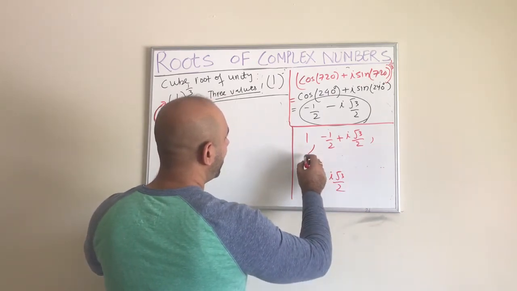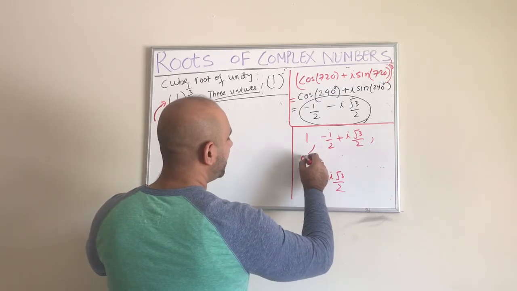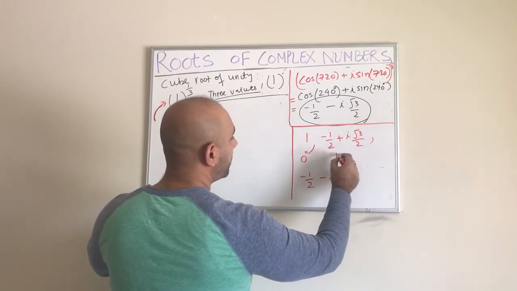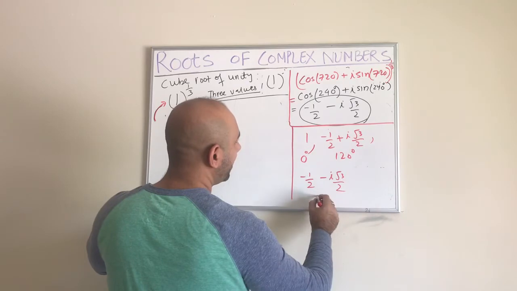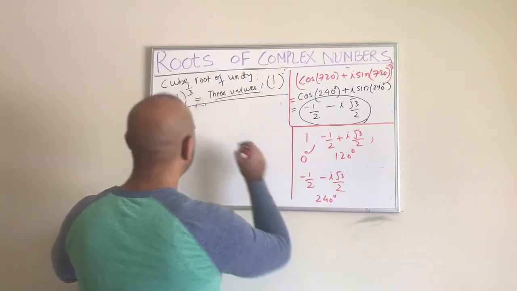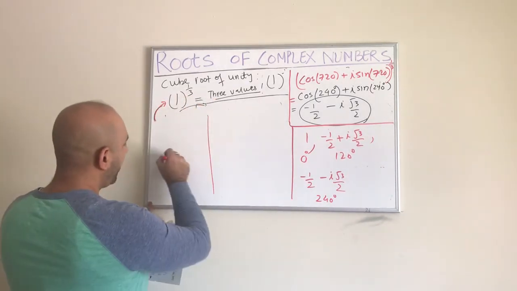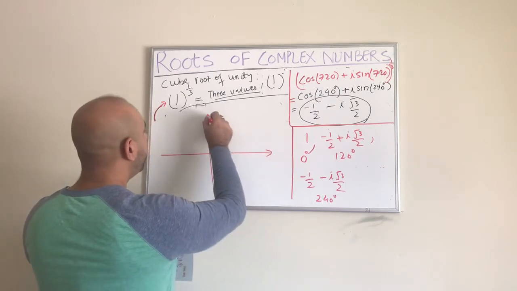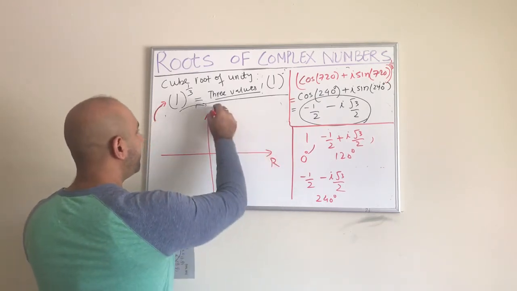Guys, for this one the angle was 0, for this the angle was 120 degrees, and for this the angle was 240 degrees. So now let us look at this. This is the complex plane. This is my real axis, this is my imaginary axis.